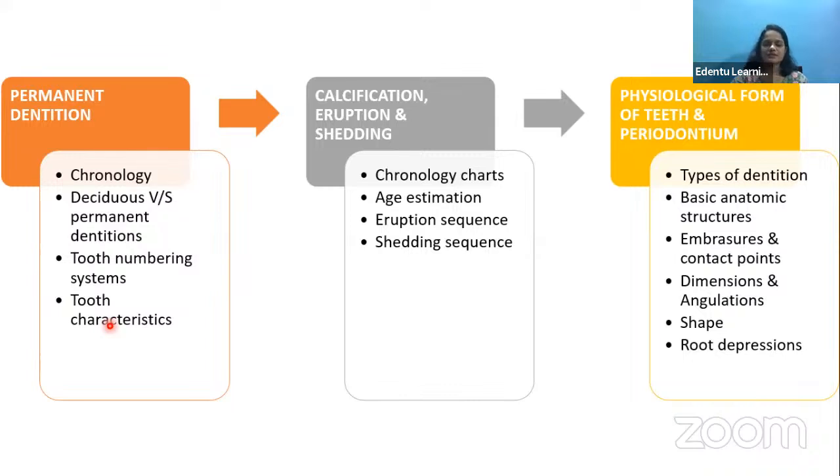Okay, so that's about the permanent dentition. And in the calcification, eruption, and shedding, again, chronology charts are very important. I will show you the two charts. You must definitely memorize them. And then the age estimation question. Age estimation, like I told you before, is a frequently repeated question, and most of the age estimation will be from the mixed dentition period. So you must be thorough with that. Eruption sequence, shedding sequence: like I had already mentioned, the eruption sequence and the shedding sequence of both the maxillary and the mandibular arches, and for the primary and the permanent teeth, you should be thorough with that.